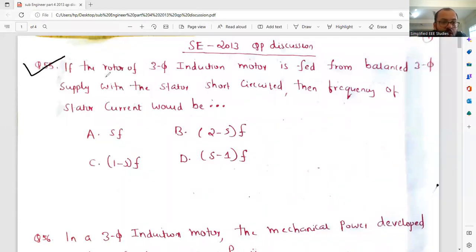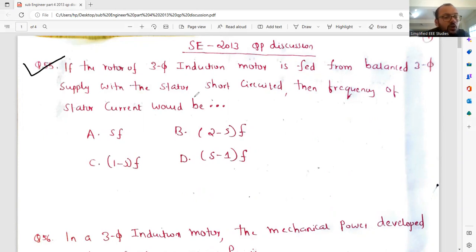Read the question. If the rotor of a three-phase induction motor is fed from a balanced three-phase supply with the stator short-circuited, then the frequency of the stator current would be? How does an induction motor work? We are providing a three-phase supply at the stator side. There is production of a rotating magnetic field. That rotating magnetic field interacts with the rotor conductor. As a result, an EMF is induced in the rotor conductor, which is responsible for creating a driving force. If the rotor conductor is closed, current starts flowing in that conductor and thus it starts operating.